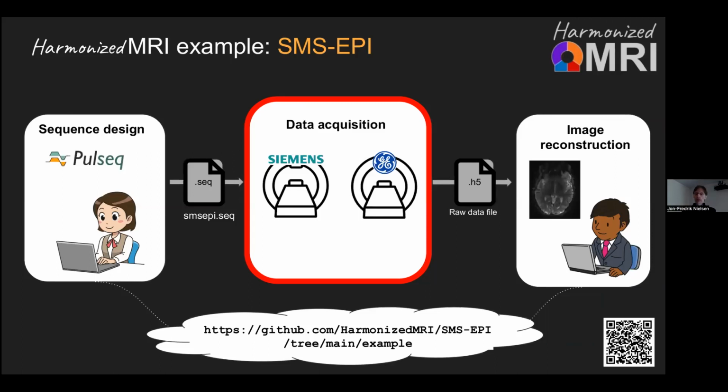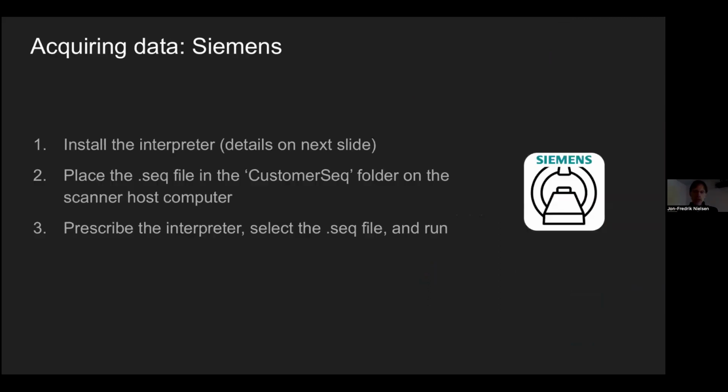So once you have that seq file, you go to your scanner and run it. And I'll talk a little bit about what you need to do in order to do that. So if you're a Siemens user, you have to install the interpreter. I'll give some details on where you can get that on the next slide. You place the seq file on the scanner, you prescribe it, and then run it. And that's actually it. So it's a very direct kind of translation, very direct interpreter.